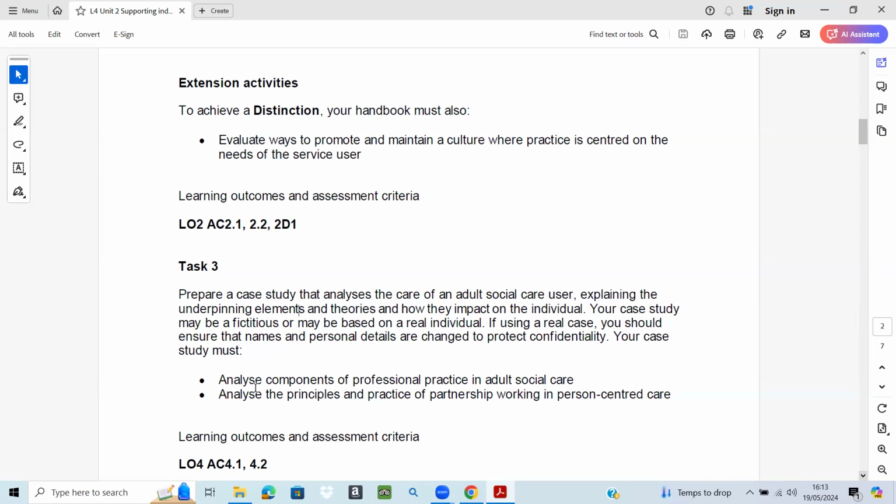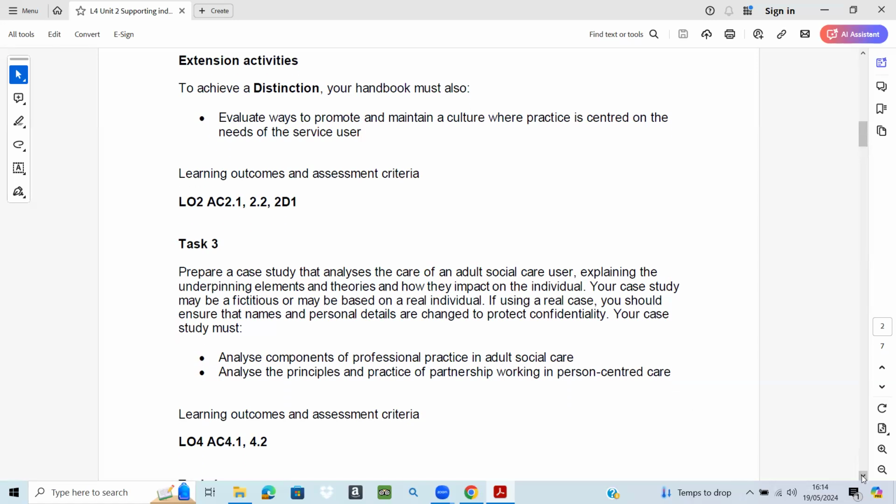Then we need to discuss these two important bullet points. We need to analyze components. Again, there is an s in the end, so it would be more than one. Professional practice in adult social care. Then we need to analyze the principles and practice of partnership working in person-centered care. So again, we have an s in the end here, so it would be more than one principles and practices. So this is with learning outcome 3.